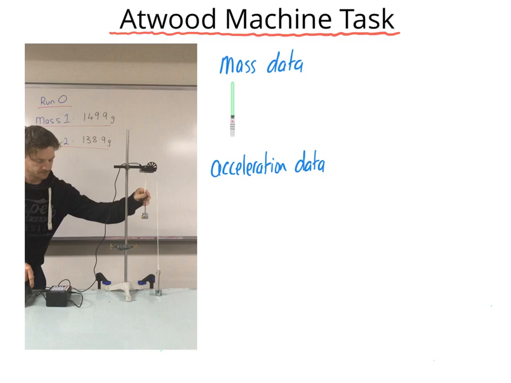Now, the mass data was collected using scales with a precision of 0.1 grams. The acceleration data had a precision of 0.1 centimeters per second per second. This acceleration data was obtained using a light sensor and this pulley up here connected to a smart timer.